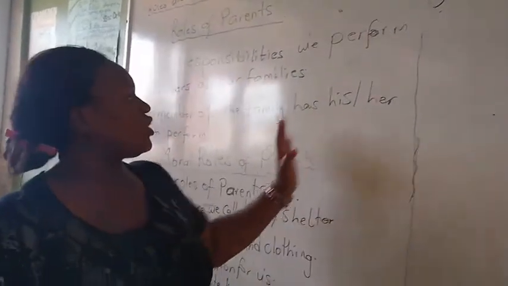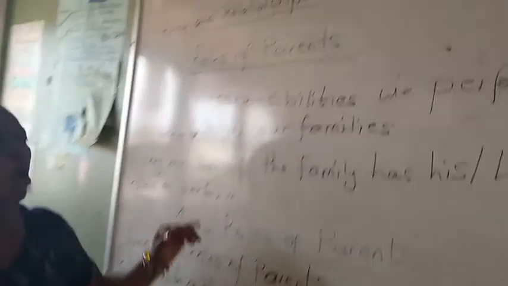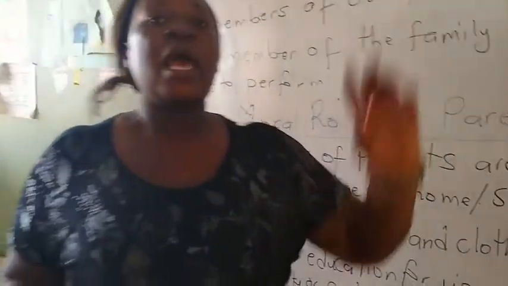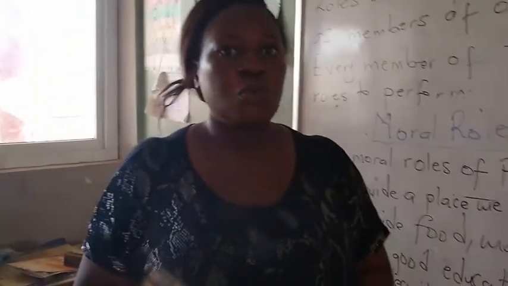So what we have mentioned are called the moral roles of parents. So every parent, your parents, are supposed to do these things and many more for you as children.